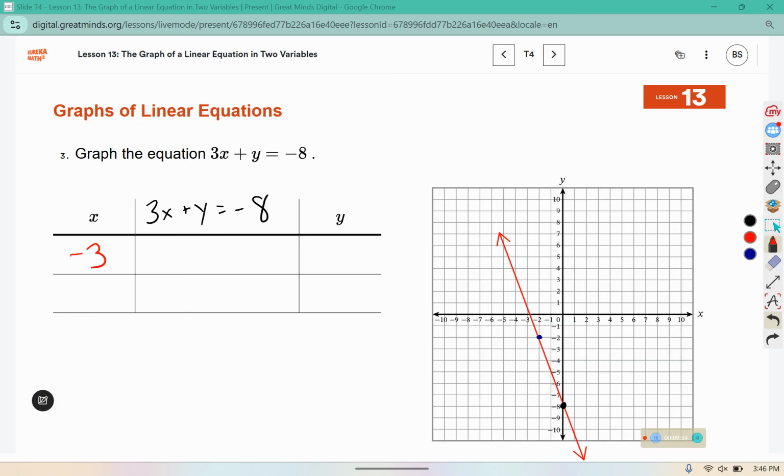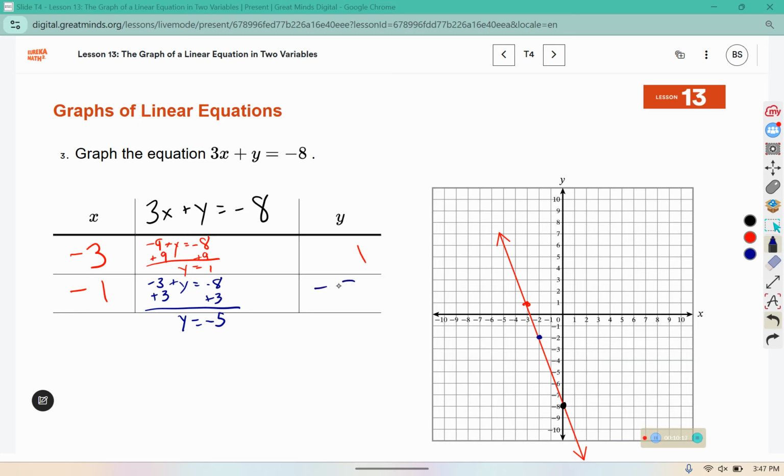negative 3 and negative 1. Well, 3 times negative 3 is negative 9. I'll add 9 to both sides, and that gives me y equals 1. So if I were to put these points on there, I would have negative 3, 1. Then I would have 3 times negative 1 is negative 3. I would add 3 to both sides. And I have y equals negative 5.